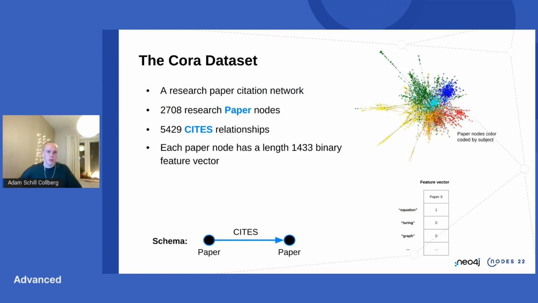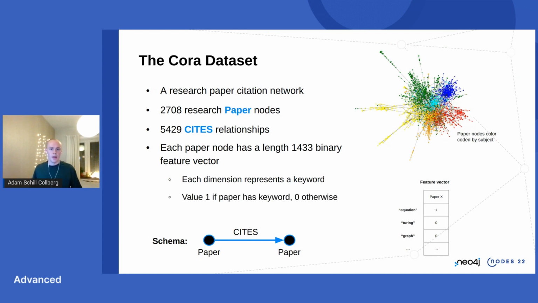Additionally, each paper node will have a length 1433 binary feature vector, and this vector will be representing a bag of words, basically. So each dimension will be 1 in the value of the vector if a certain keyword is in that paper and 0 otherwise. And additionally, each paper node will also have a subject. And in the plot to the right, you can see the color coding also by subject. There are actually 7 subjects here.